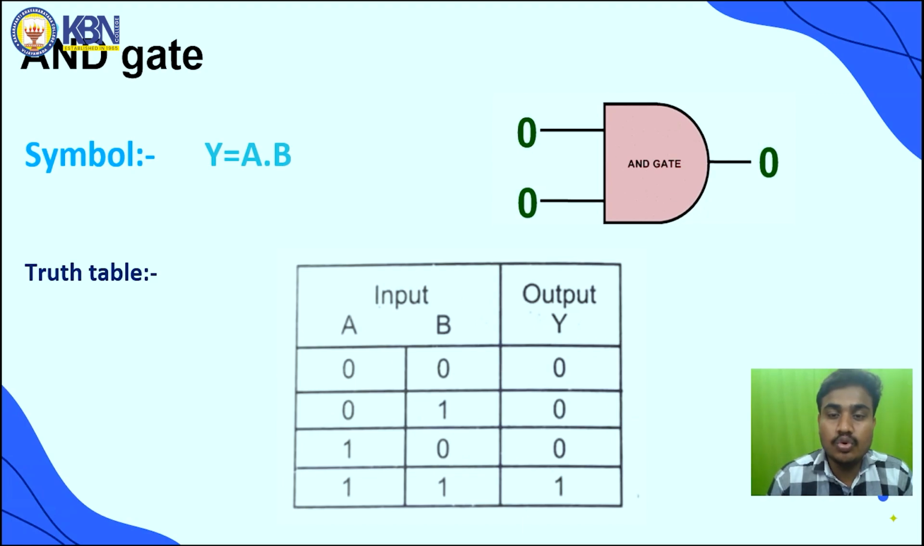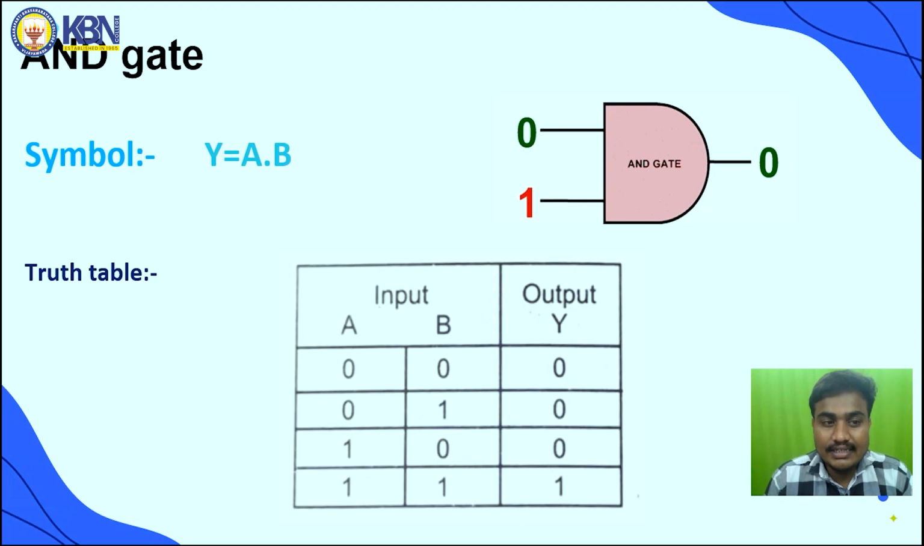If you have two inputs, the number of combinations possible is 2 power n, where n represents the number of inputs. If you put 2 power 2, that is 4, so four operations are possible. Those are 00, 01, 10 and 11.